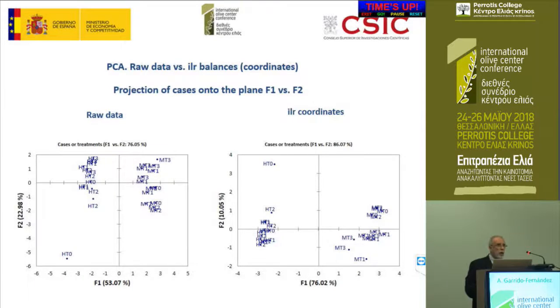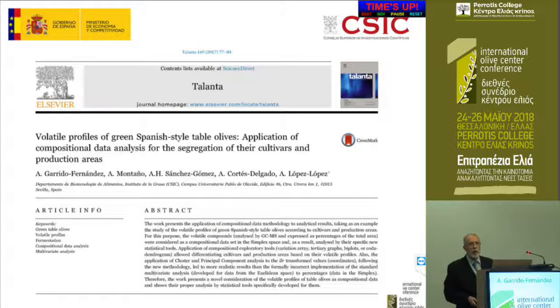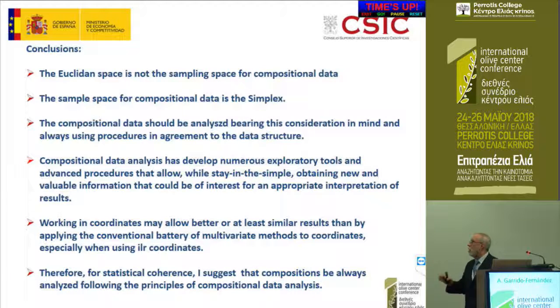We are now applying this new statistic in our research. We have already published some papers on this issue. One of them is in relation to the fatty acid profile. Another one is in relation to the volatile profile of green Spanish table olive. And as a conclusion, I will say that Euclidean space is not the sample space for compositional data, not the composition of olive oil, not the composition of olive fat. The sample space for compositional data is the simplex.